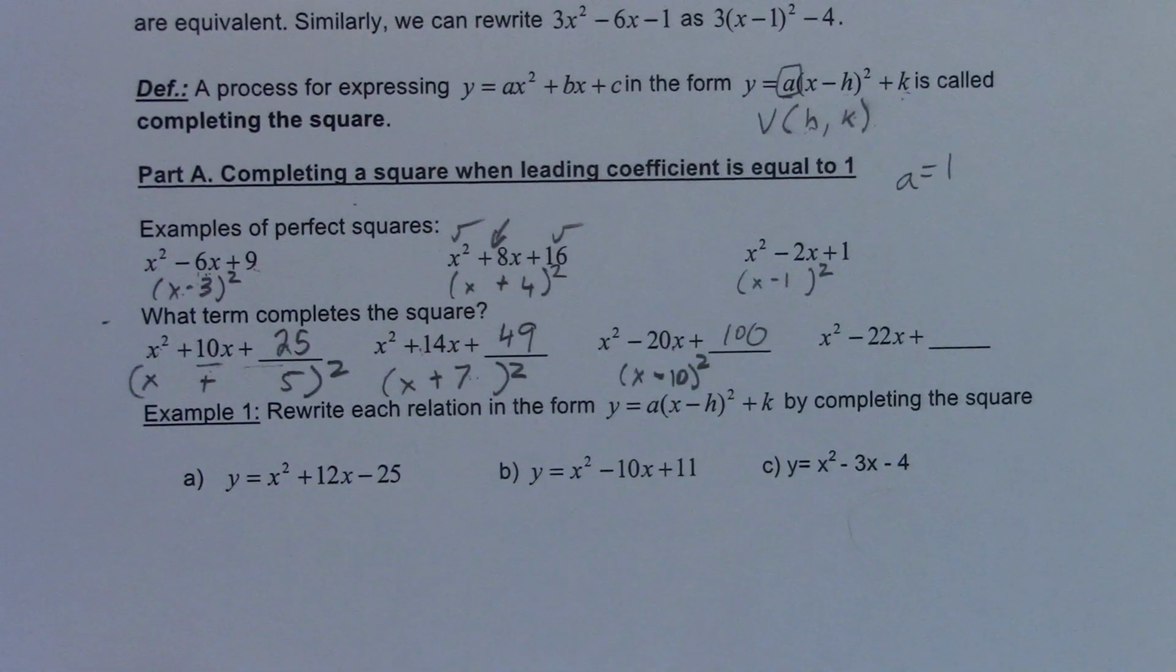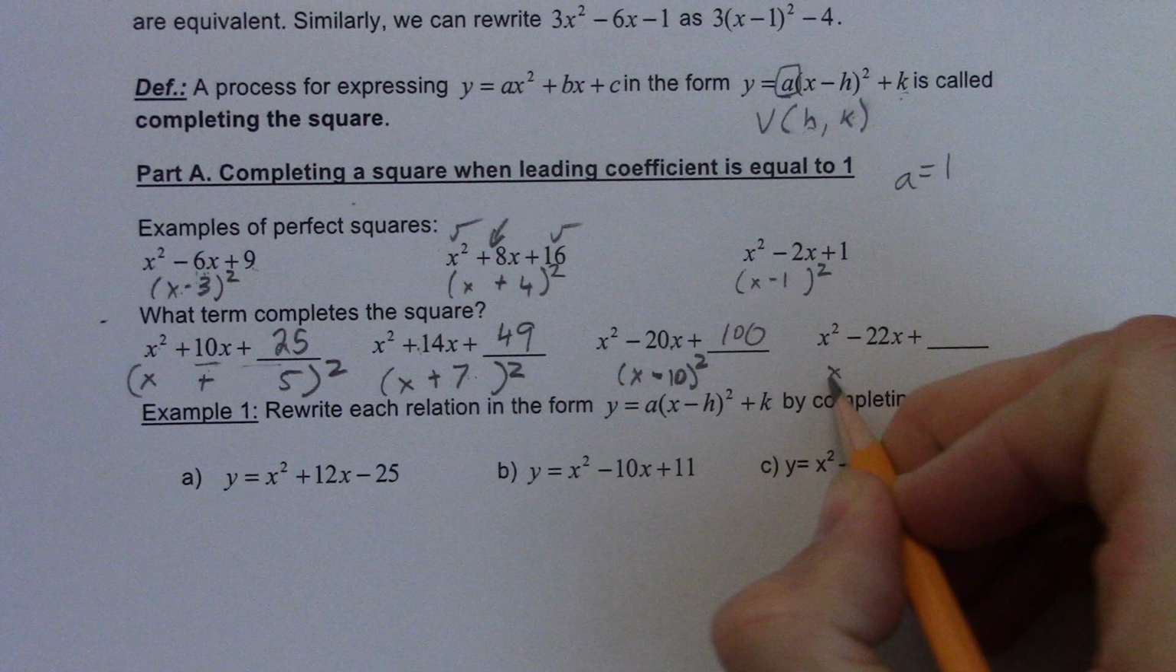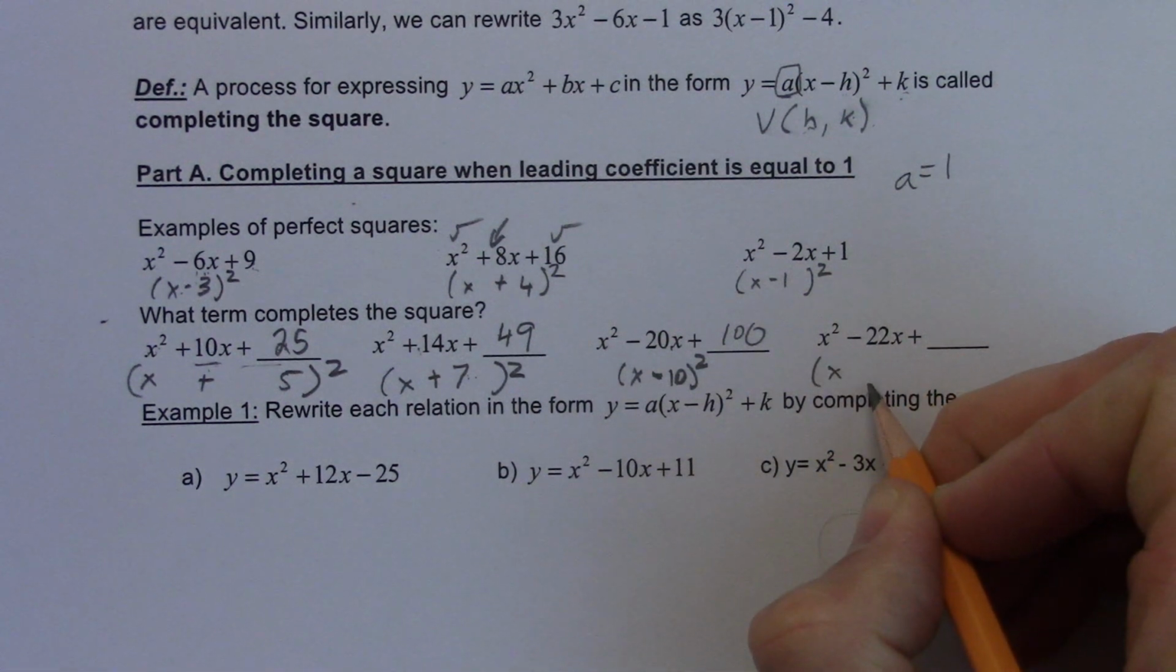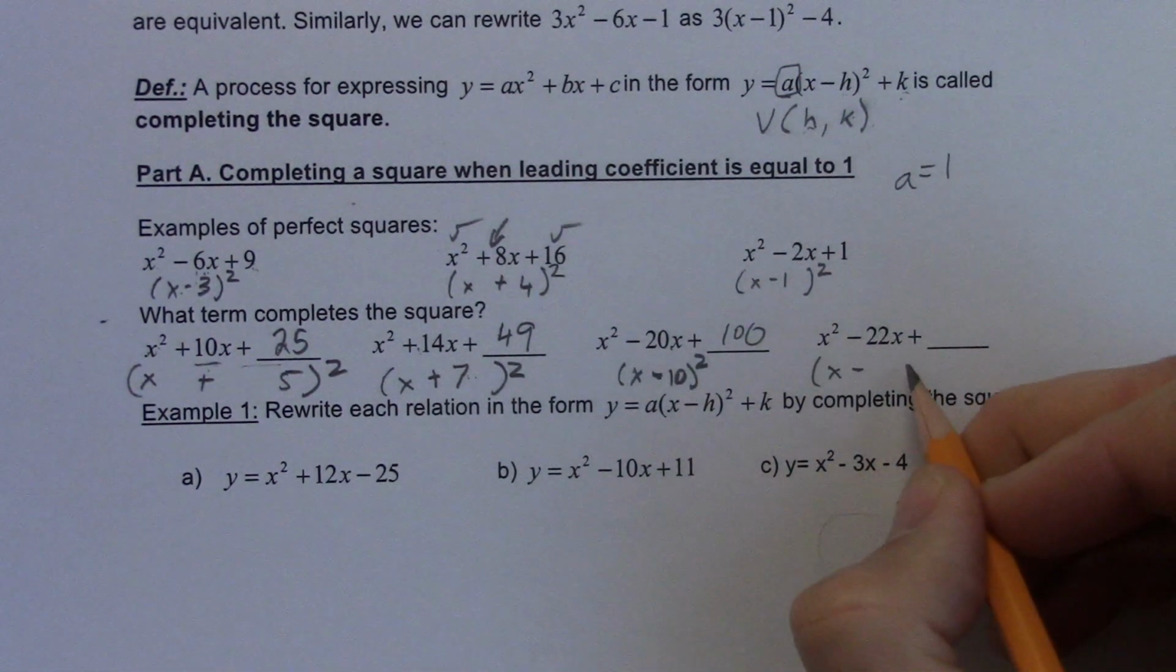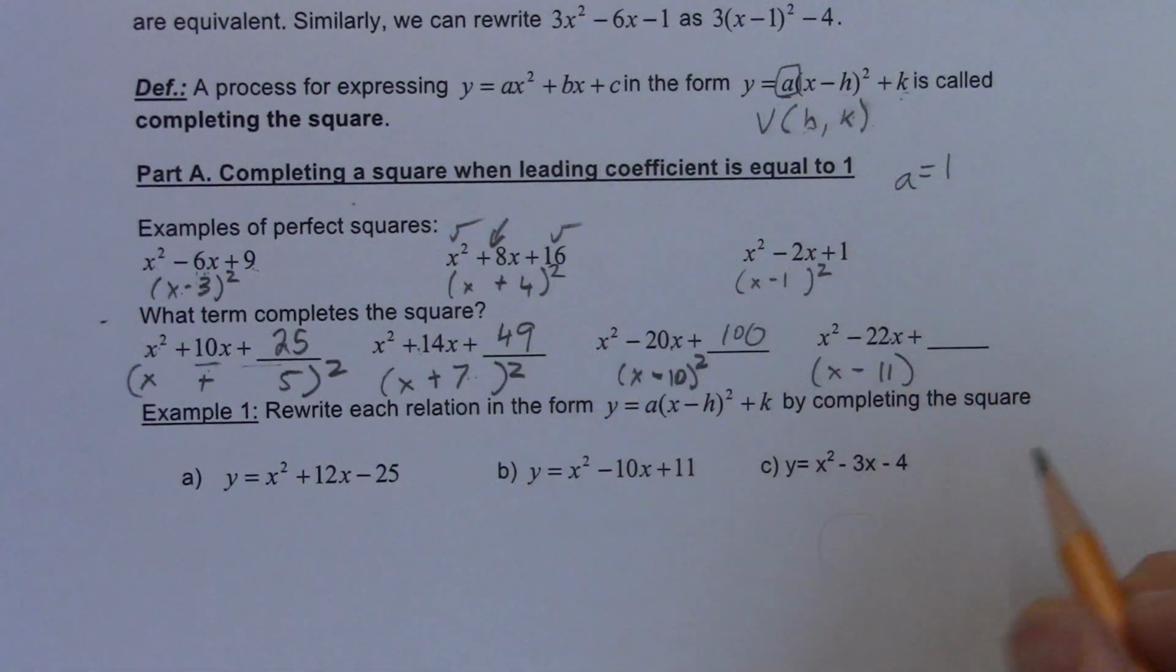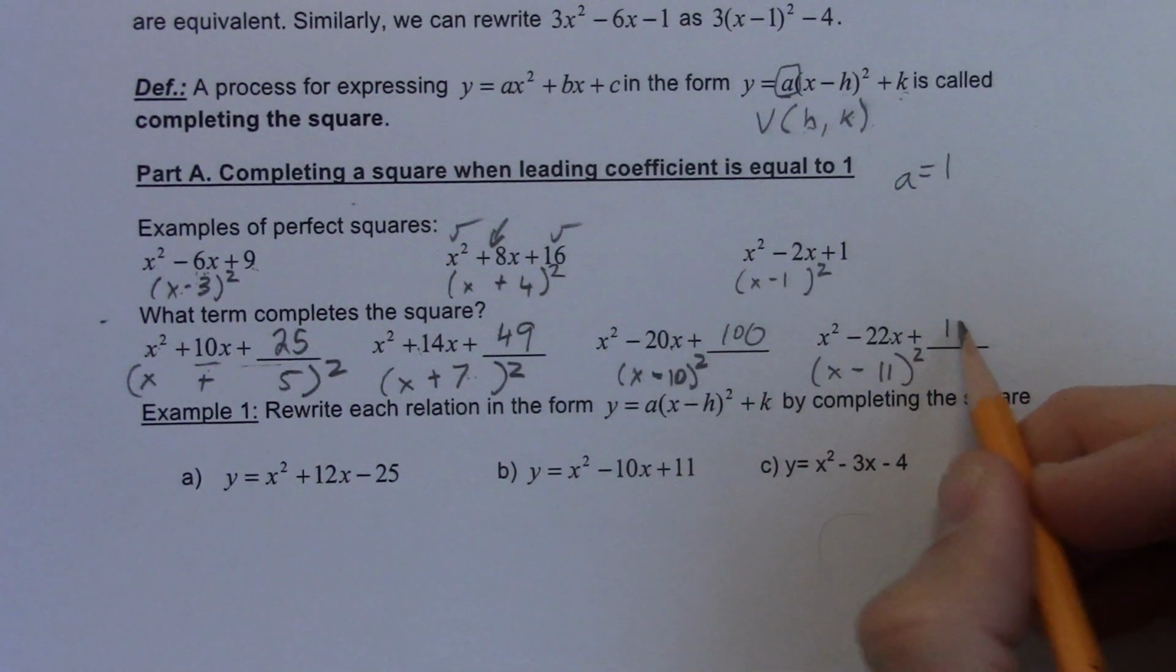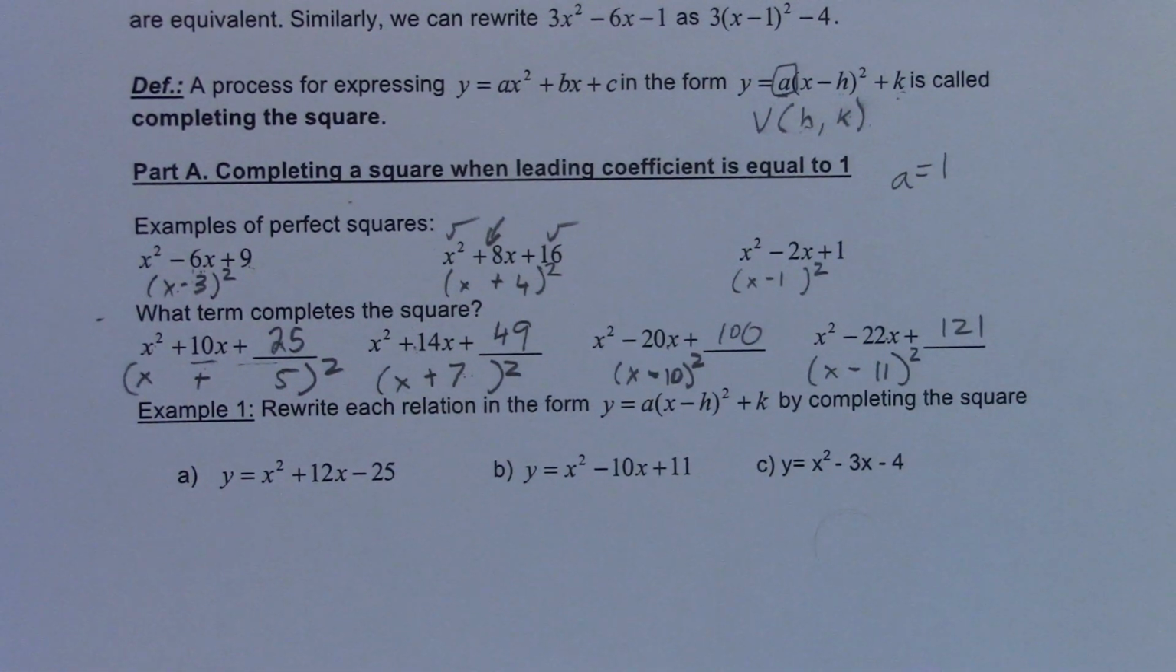Sir, I can do the last one. Yeah, okay, go ahead. X, and then negative, and then 11. Half of 22 is 11. Yep, squared, and 121. Very good. Yep, you got it. We're almost there.